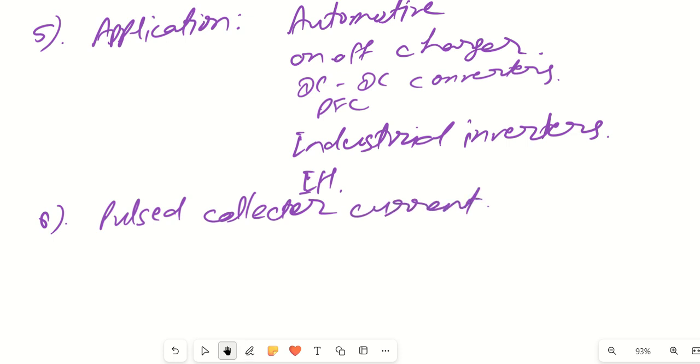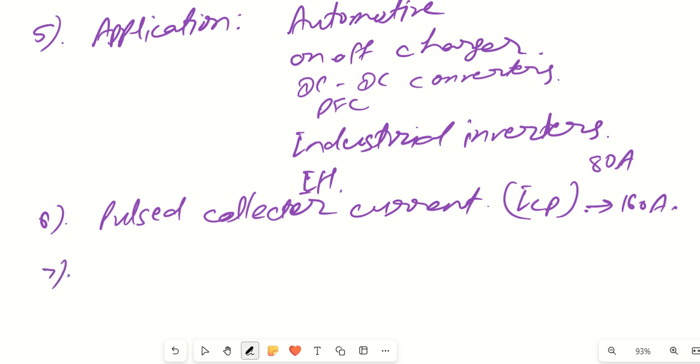So pulse collector current will be a little bit higher than the continuous current. That can be defined as ICP, collector pulse current. It can be a little bit higher. Let's say if your current rating you have chosen is 80 ampere, then it can go as high as, let us say, 160 ampere or something like that, twice of that maybe.